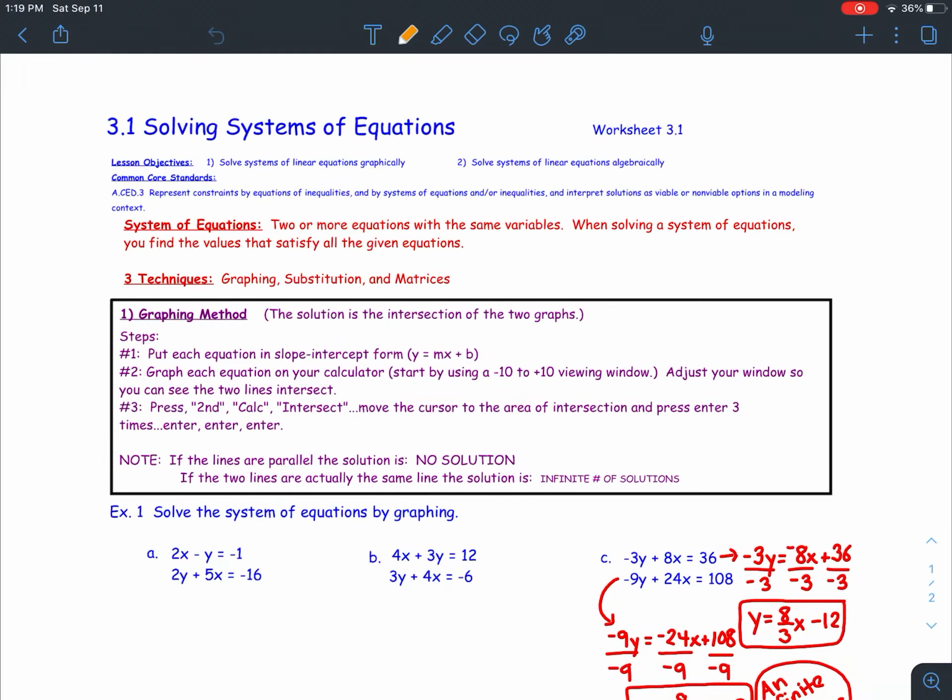Okay, we are going to start Chapter 3 today. We're really just going to be looking at two sections here in Chapter 3. Today we're going to be talking about solving systems of equations. You're definitely going to want your calculator handy. I'm going to be giving you a lot of verbal instructions on the calculator.